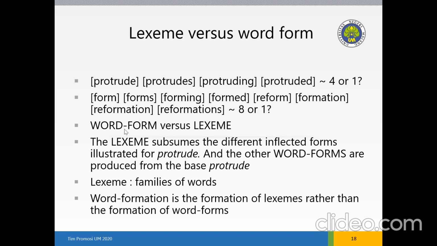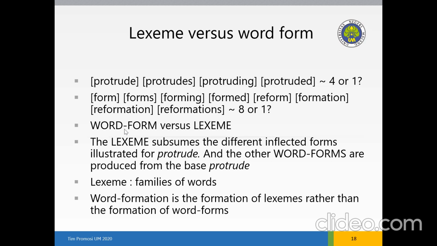Okay, so now let us see lexeme versus word form. A lexeme is a basic unit of meaning in a language, often defined as the abstract form representing a set of related words that share a common base or root. In simple terms, a lexeme is the base or dictionary form of a word, and it encompasses all its inflected forms and variations. So let us see the examples on your screen.